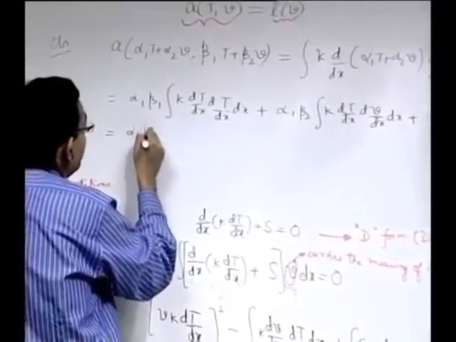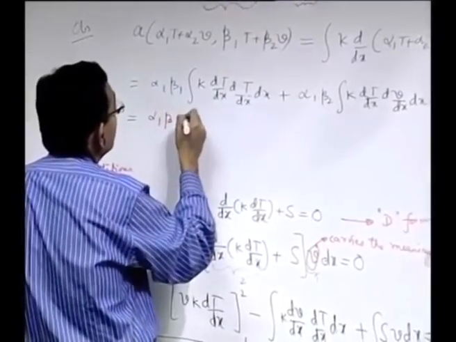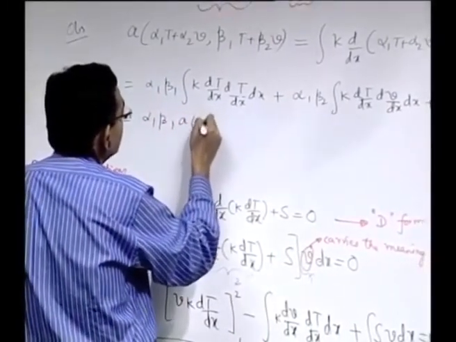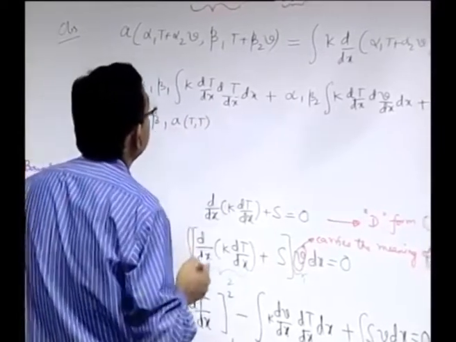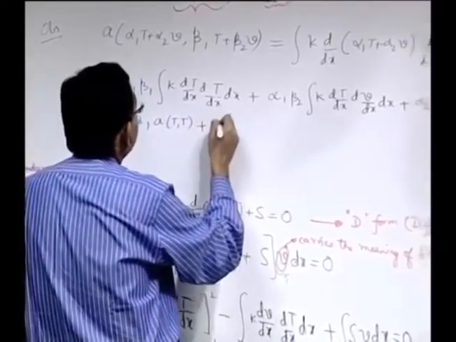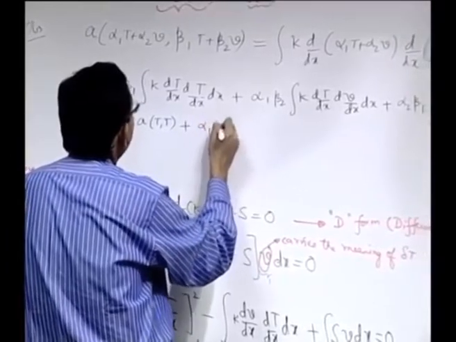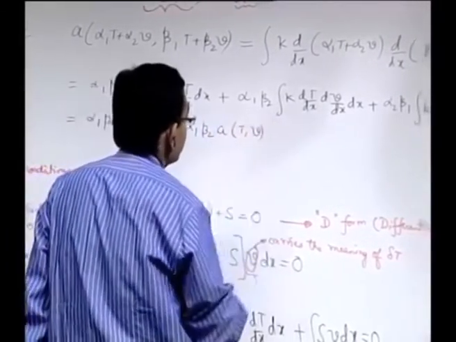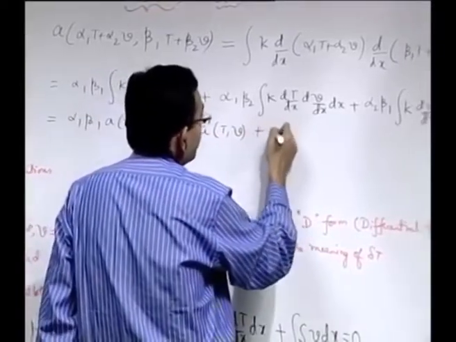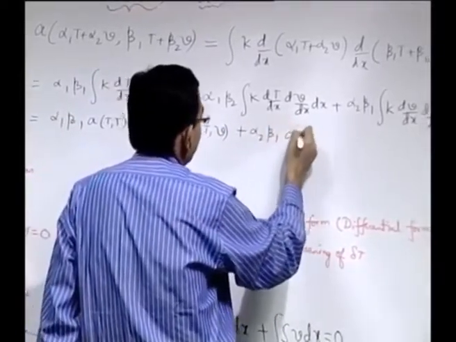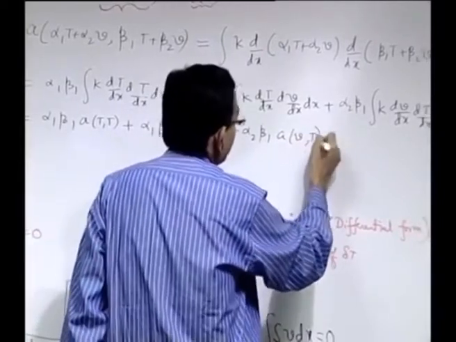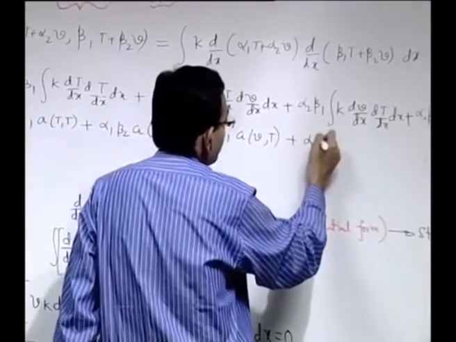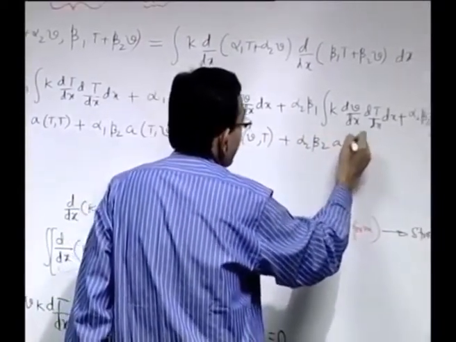Now you can write this as alpha 1 beta 1 A(T,T) plus alpha 1 beta 2 A(T,V) plus alpha 2 beta 1 A(V,T) plus alpha 2 beta 2 A(V,V).